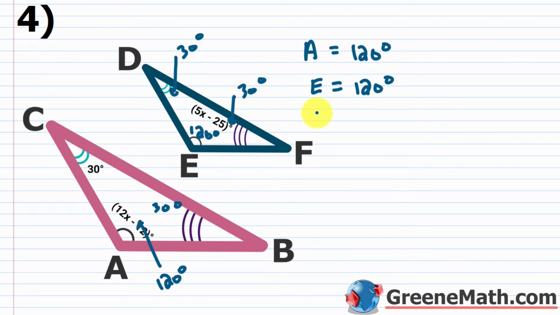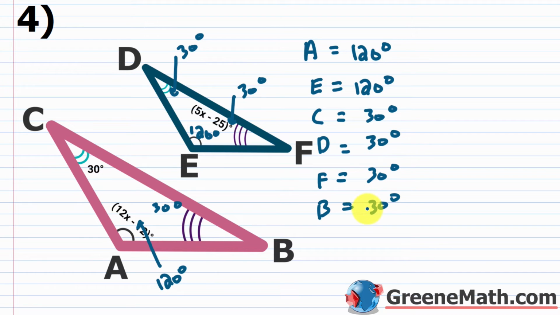And then the measure of angle C, and also angle D, is going to be 30 degrees in each case. And we know that the measure of angle F and the measure of angle B are going to be 30 degrees in each case. Okay, so this would be your solution for this problem.